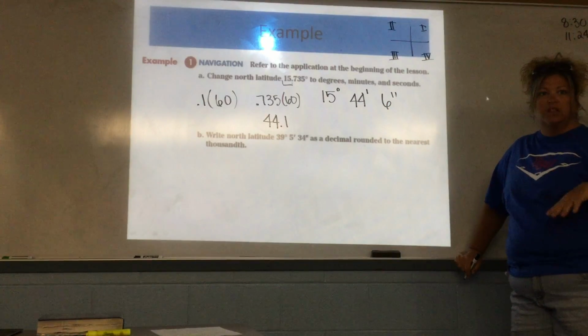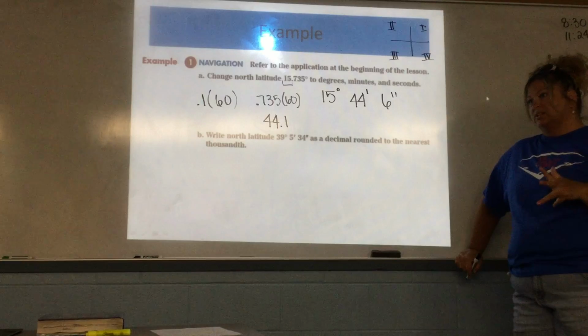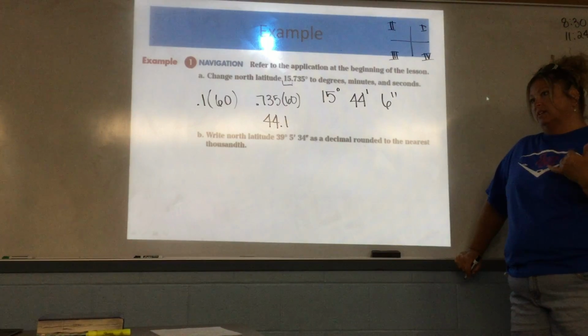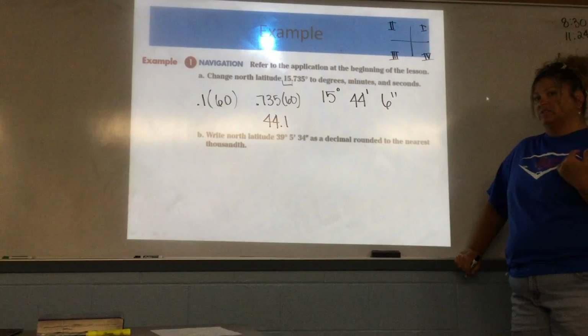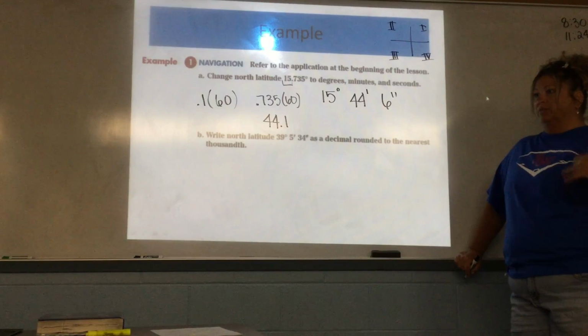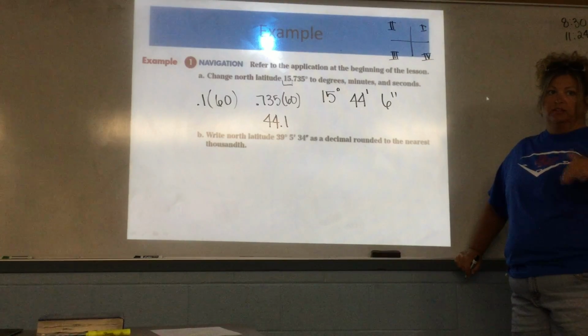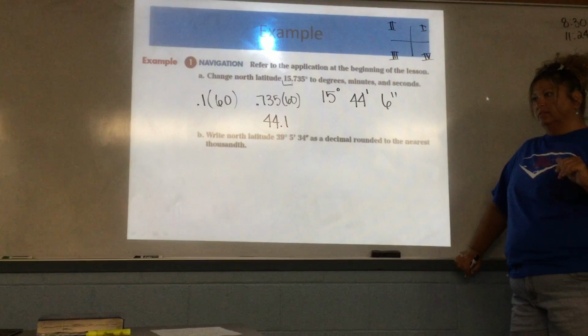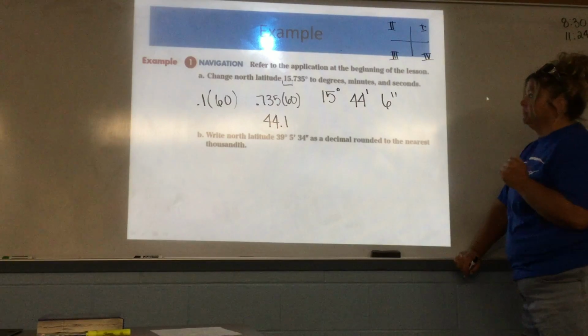So this is how they do longitude and latitude. On all those movies, how many of you have seen The Perfect Storm? When they're out there and they're trying to tell their location, and you're like, what does all that mean? Well, this is what it means, okay?